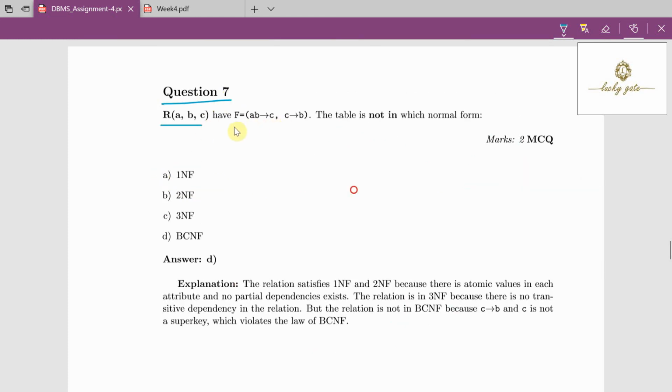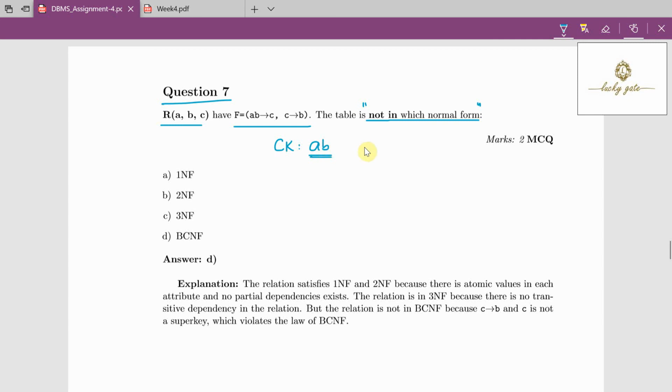R of ABC, these are the dependencies given. The question is clearly given: the table is not in which normal form? We have to find not in which normal form. The normal form of a relation we can find by finding the key. What is a key for this relation?